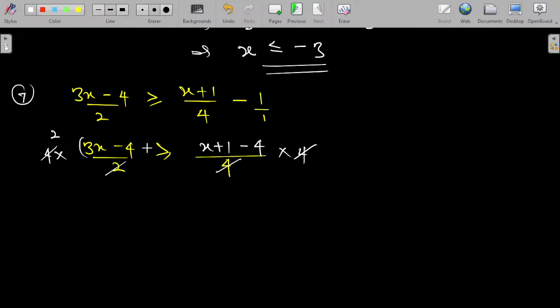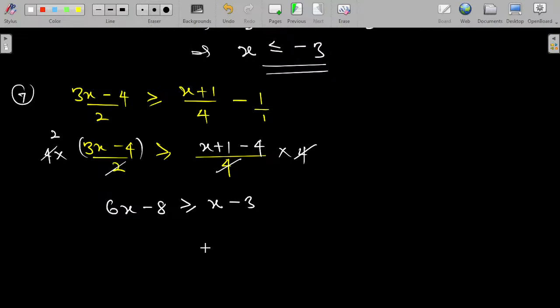So these 2 will multiply this one. So you are going to have 2 times 3x will be 6x. And then 2 times minus 4 will be minus 8, is less than or equal to, your numerator here will now just be x minus 3, because 1 minus 4 is going to give us minus 3.